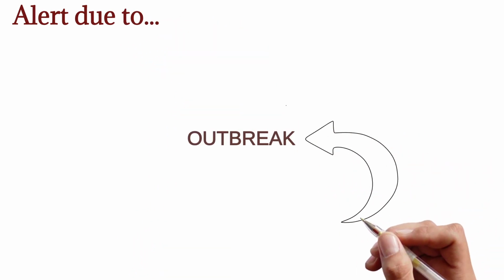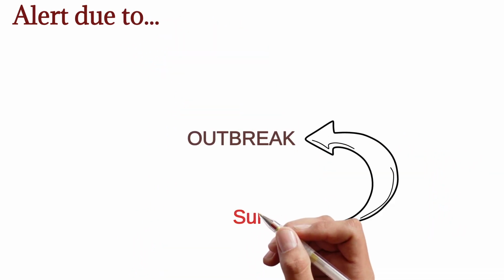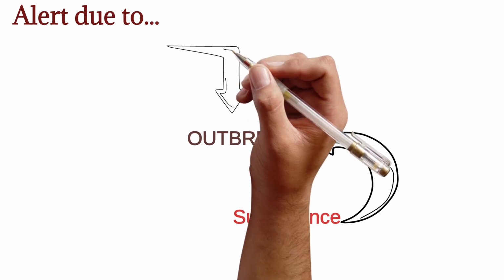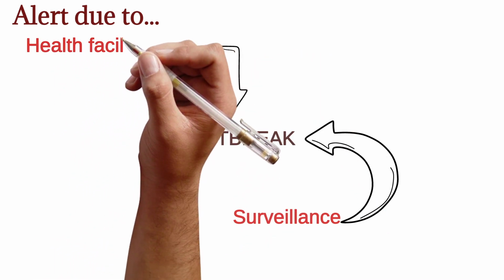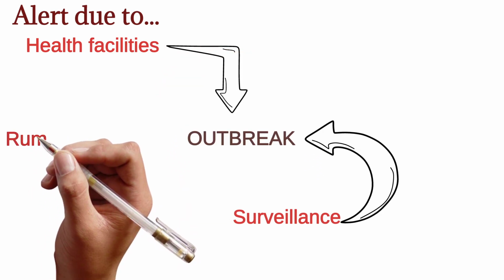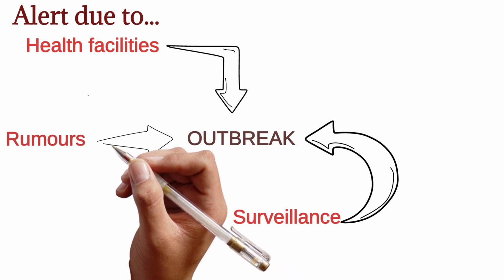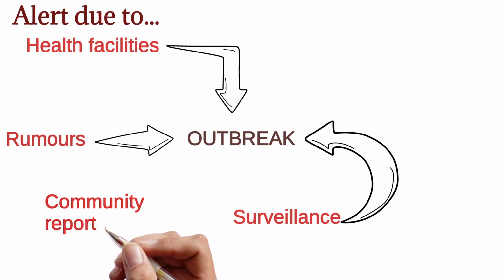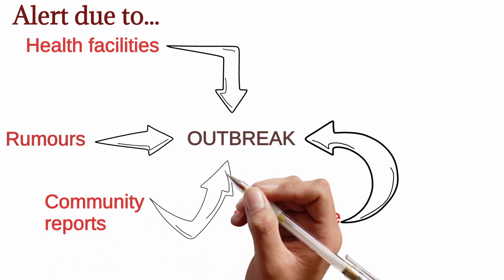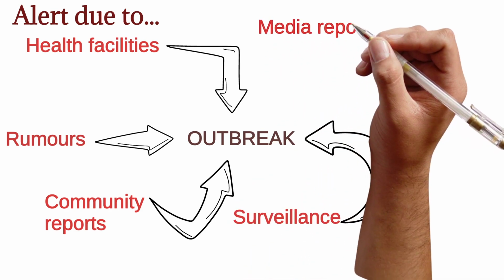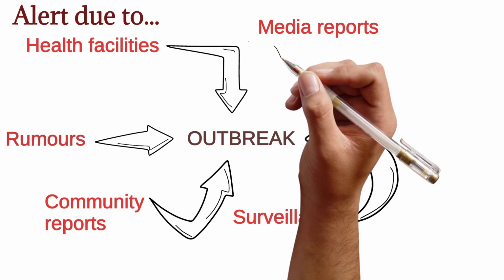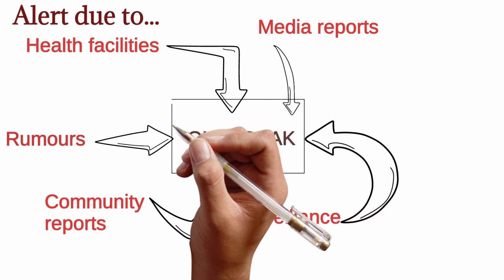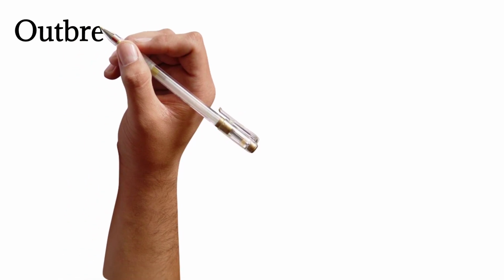Actually, an outbreak is in most cases alerted due to the following: surveillance, health facilities, maybe rumors, community reports via village healthcare workers, media reports, and etc. All of this can be combined to alert an outbreak.